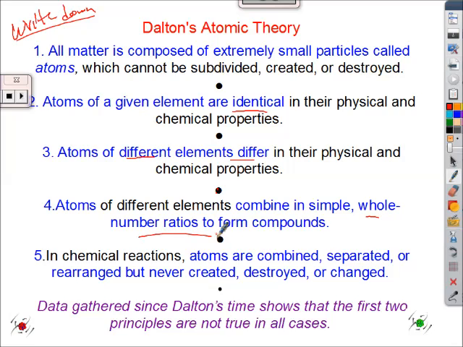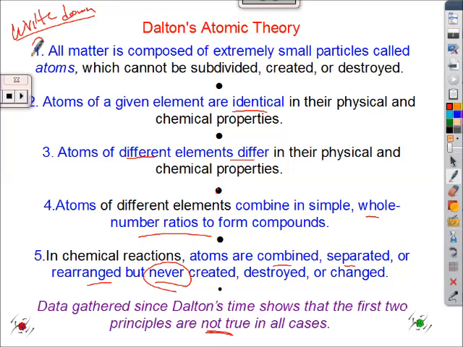And number 5 is the law of conservation of mass. Atoms are combined, separated, or just rearranged, but never created or destroyed. And that was Dalton's atomic theory, these 5 points. Now, since Dalton's time, we have found that the first 2 principles are not always true.